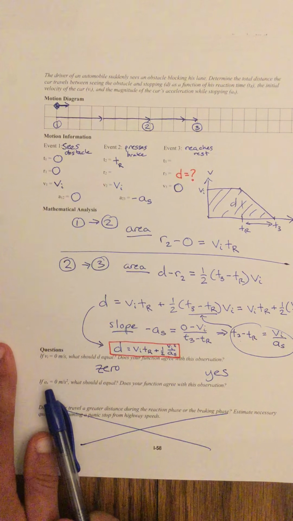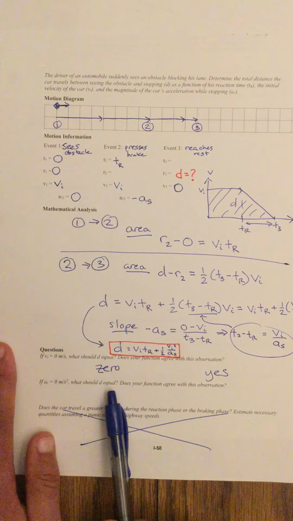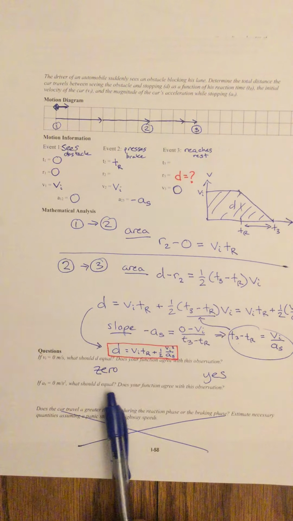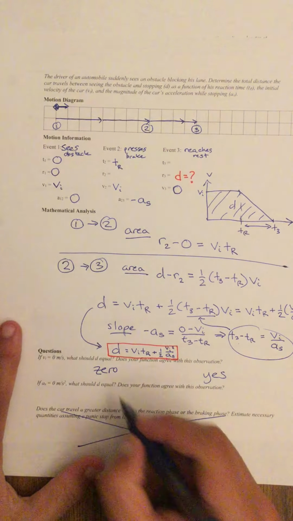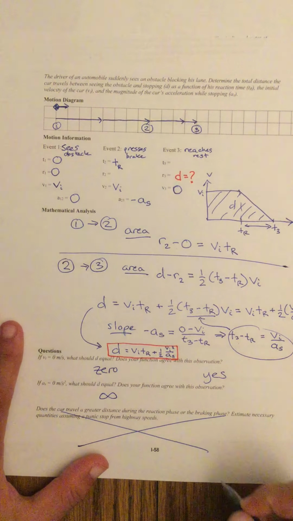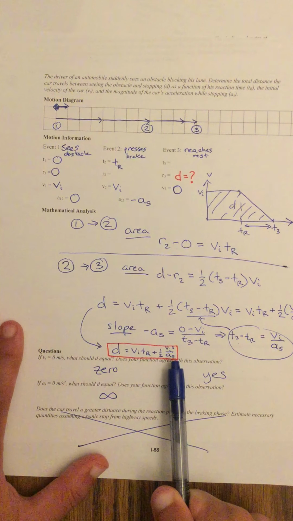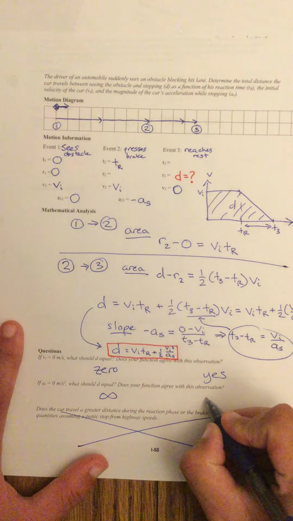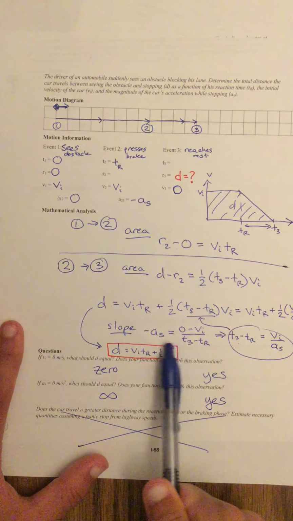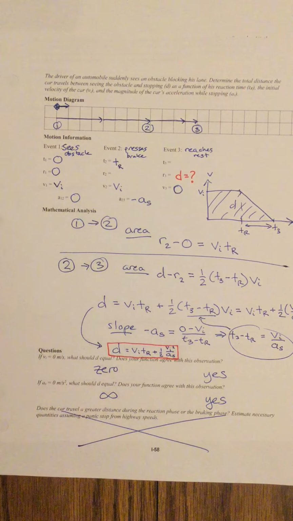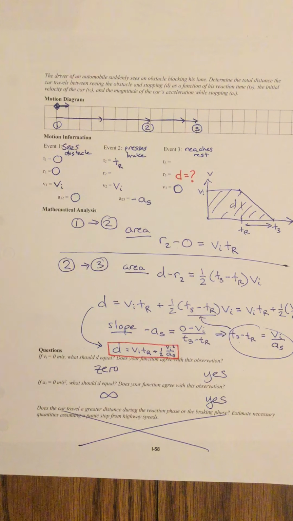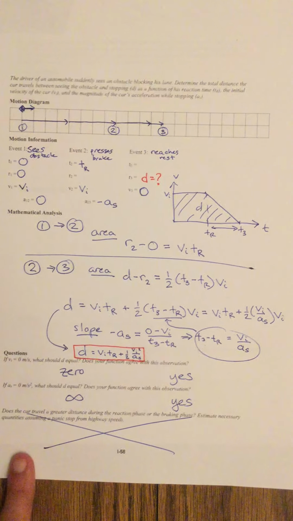For question 2, if AS is equal to 0, what should D be equal to? So again, if you don't slow down at all, you're not going to stop, so you would cover an infinite distance before you ever stop. Does our function agree? If AS is equal to 0, we're dividing by 0, so yes. And this term would go to infinity, and if you add something to infinity, it would still be going to infinity. And then we're going to skip the last question here. So that concludes problem 58.